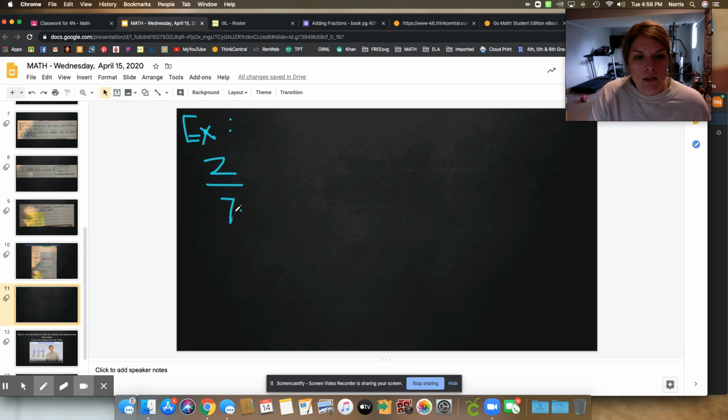Let's do 2/7 plus 4/7. All right. So my denominators are the same. So I can add them in fourth grade. It does change, but right now in fourth grade, you can add them because they have the same denominators. So step 1 said that if we have the same denominators, then we add the numerators and we leave the denominator the same. So 2 plus 4 is 6. Denominator stays the same. That's the answer, 6/7.